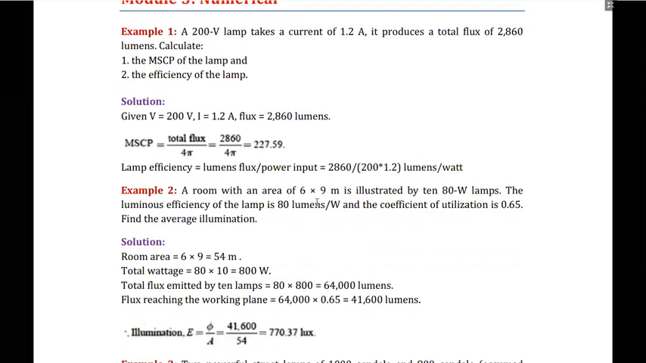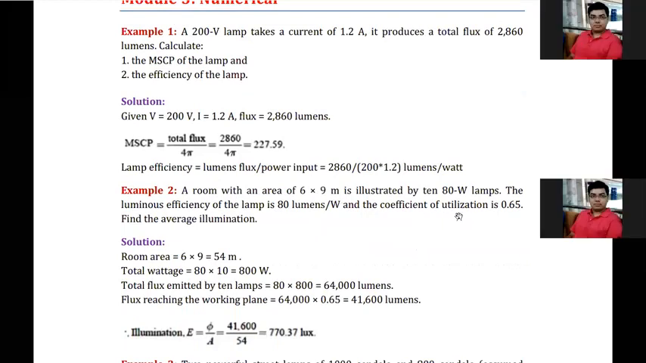Let us see one more small numerical. A room with an area of 6 into 9 meter is illuminated by 10 lamps of 80 watt. There is a room of 6 into 9 meter dimension, and 10 lamps of 80 watt are switched on to illuminate the room. The luminous efficiency of the lamp is 80 lumens per watt, and the coefficient of utilization is 0.65. Then find out the average illumination.